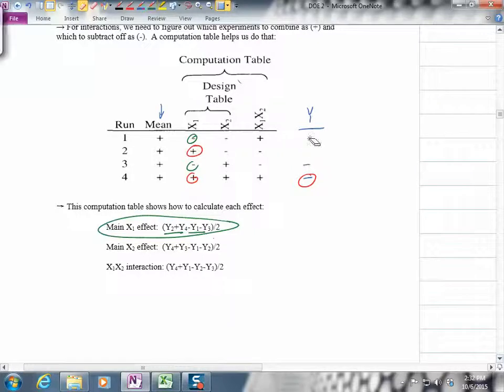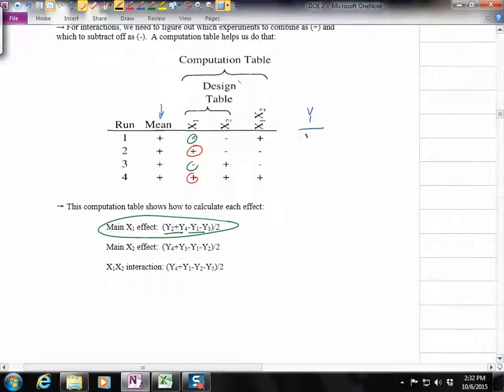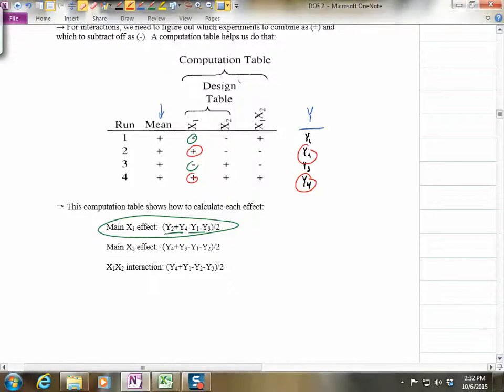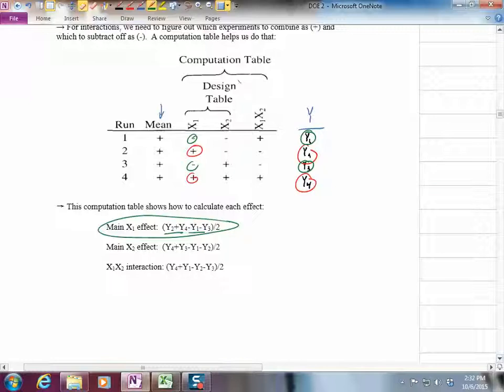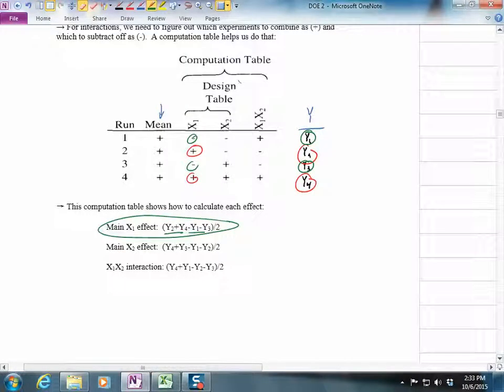Maybe I'll make this a little bit more explicit. So this would be y1, y2, y3, y4. So y4 plus y2 minus y1 minus y3 over 2. So that's how we calculate the main effect of x1. For x2, what do we do? We look at the x2 column and say, well, y3 and y4 are at the high value. So we add those. Then y1 and y2 are at the low value. So we subtract those off and then divide by 2.